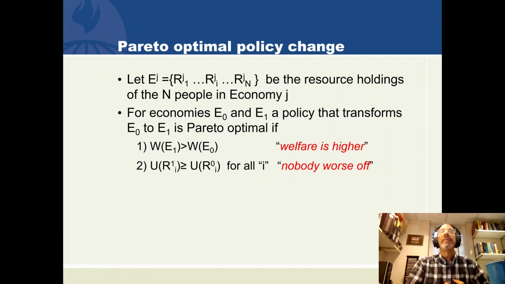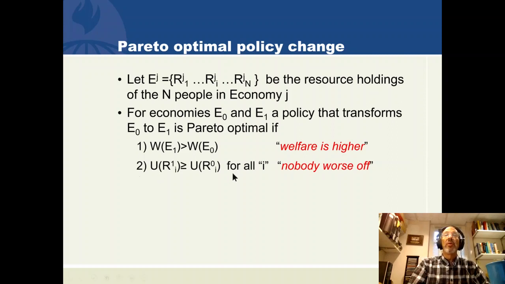Is it Pareto Optimal? Well, the definition of Pareto Optimal, that welfare is higher and nobody is worse off, can be written mathematically as the social welfare function of economy 1 is strictly greater than the social welfare of economy 0, and that means that welfare is higher. So the set of who holds what in economy 1 has led to higher welfare than the welfare coming from the set of what is held in economy 0. So first condition for Pareto optimality.